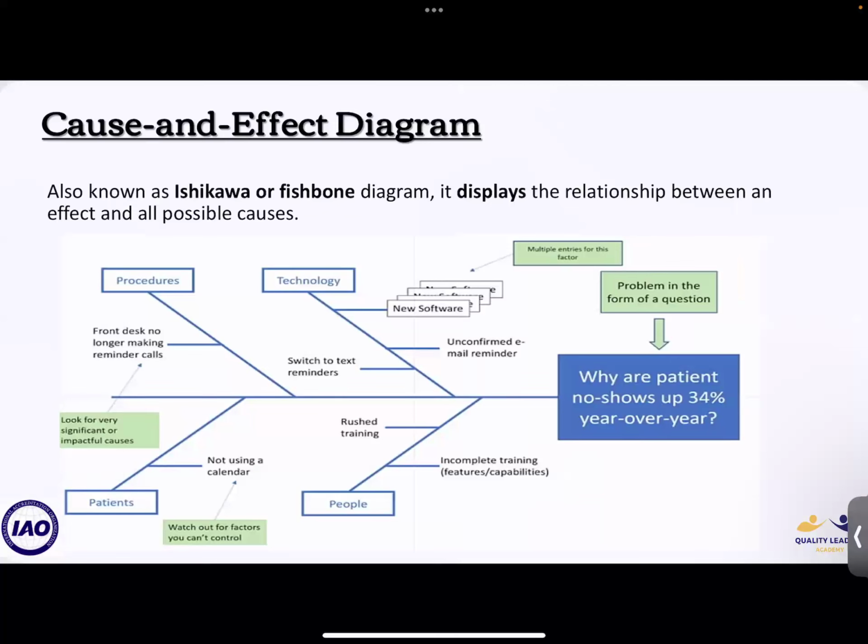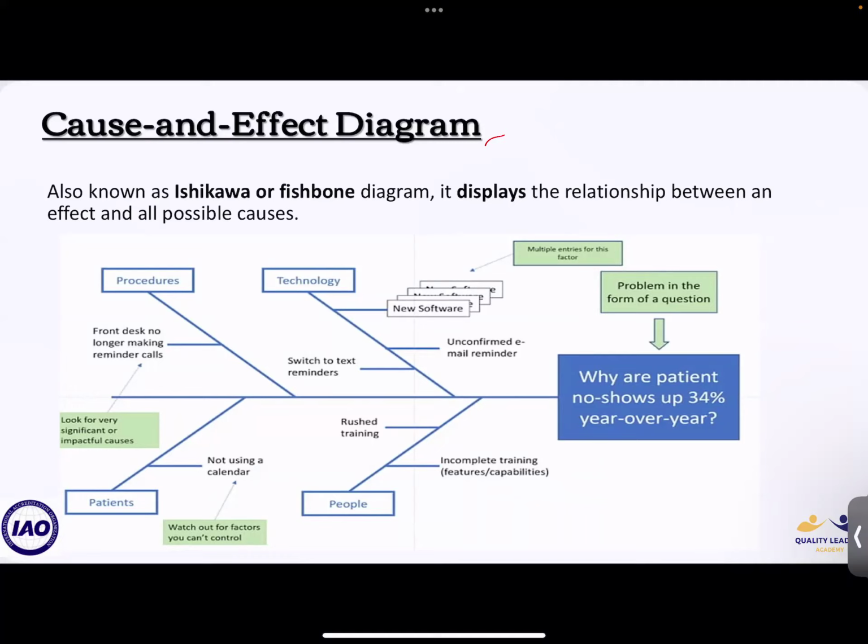So how can I display these causes and ideas? I display them using the cause and effect diagram, also known as Ishikawa or fishbone diagram. It displays the relationship between an effect and all possible causes.